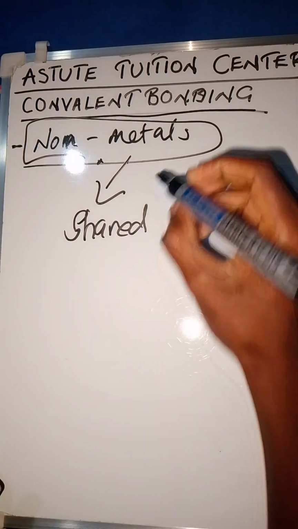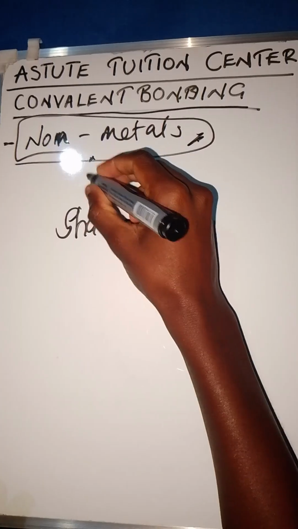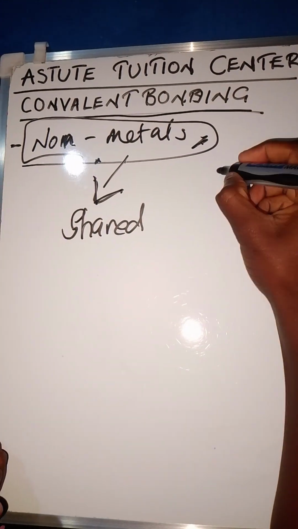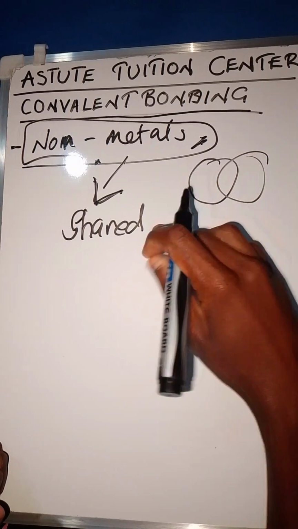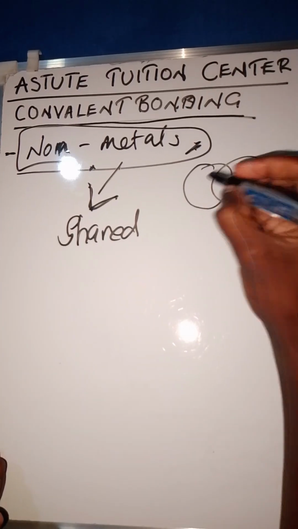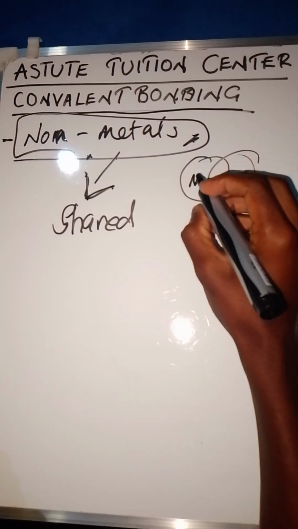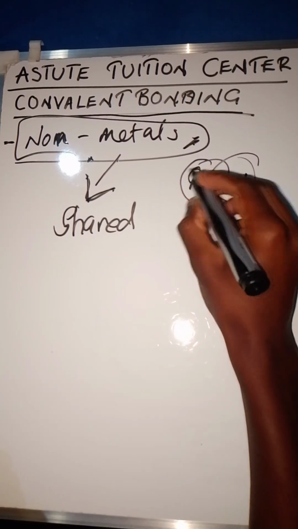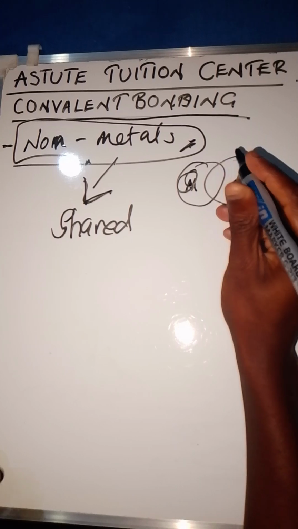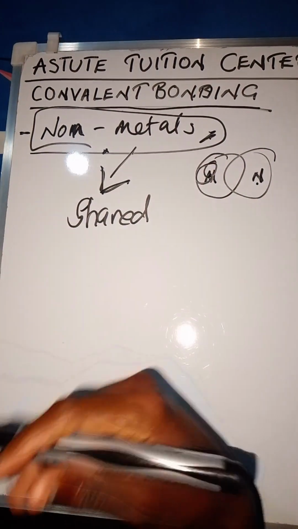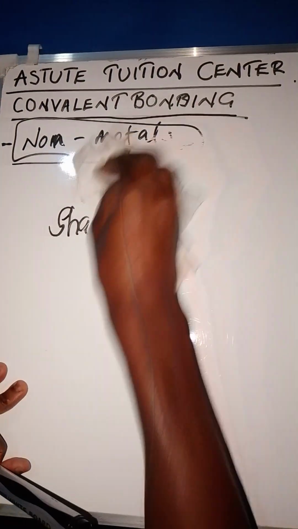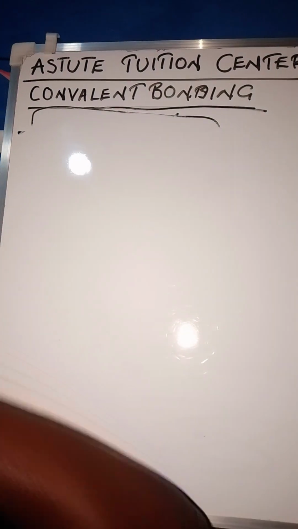So the things you need to know is that it occurs among non-metals, and it doesn't involve the giving away of electrons, but it involves the sharing. If you have two atoms joined covalently together, let's say this is atom N and this is atom M, then atom M is going to give electrons, and atom N is also going to give electrons. They will give electrons so that they should share. So it's a double way thing, it's not a one way thing. So that's what covalent bonding is.